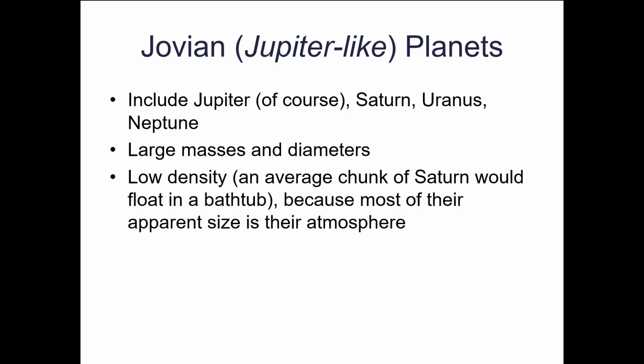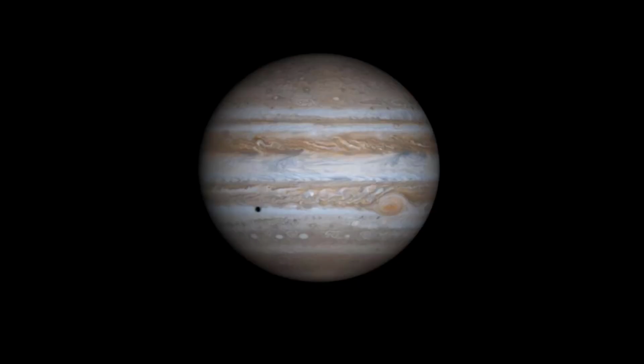But the reason for the low densities on the Jovian planets is because most of their apparent size is their atmosphere. They have faster rotations. I was able to experience the fast rotation rate of Jupiter during an observing session one time when we were looking through a telescope at it.